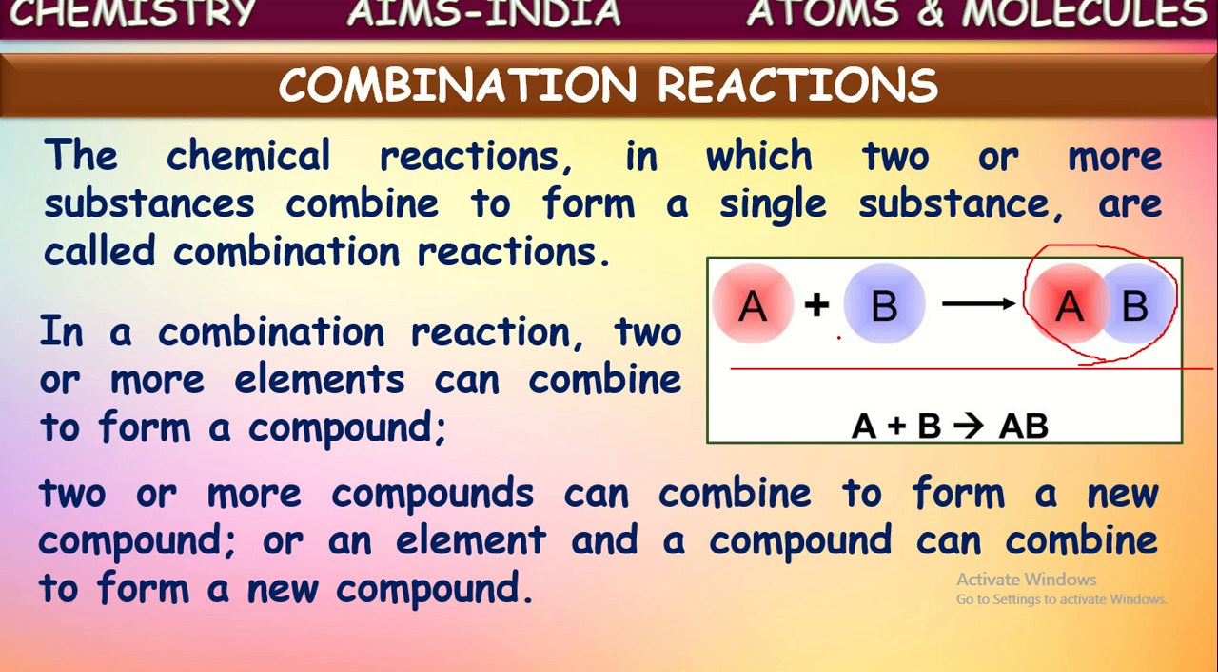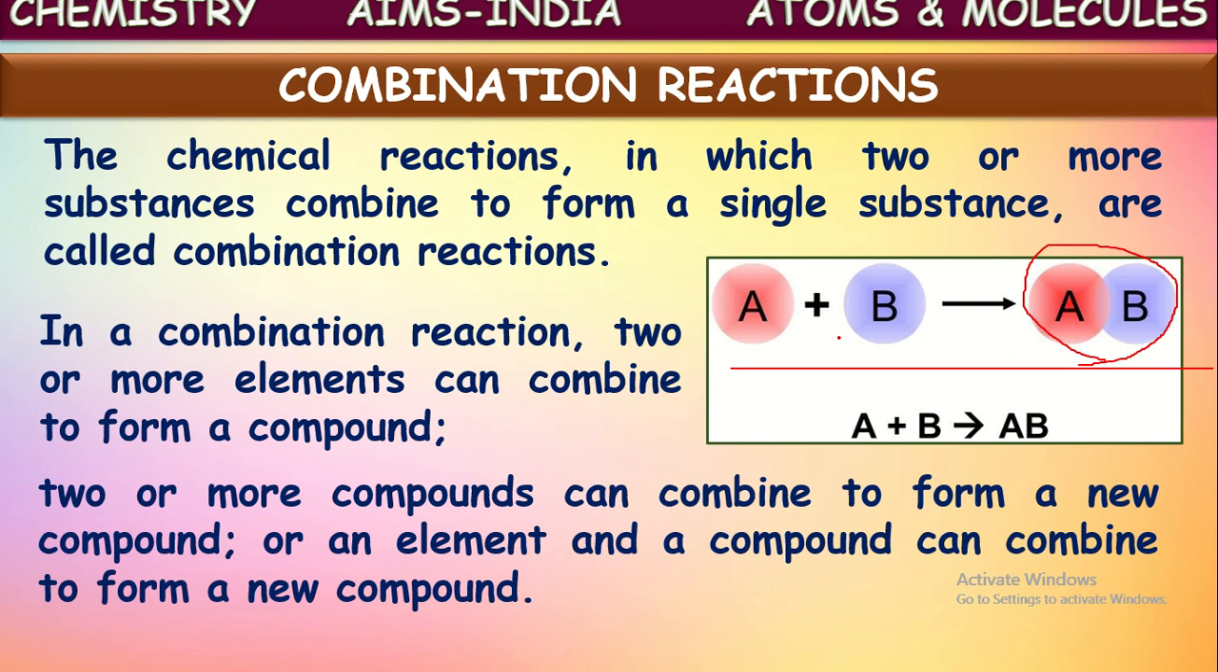For example, for the first one we told here, if two or more elements combine together to form a new product, what example can we give? For example, hydrogen and oxygen combine together to form water. What is happening in that? Hydrogen and oxygen, two elements, are combining together to form water. So it is a combination reaction in which two elements combine together to form a new compound.